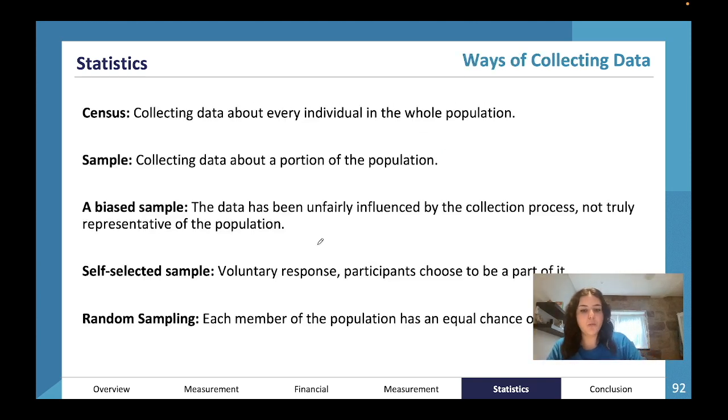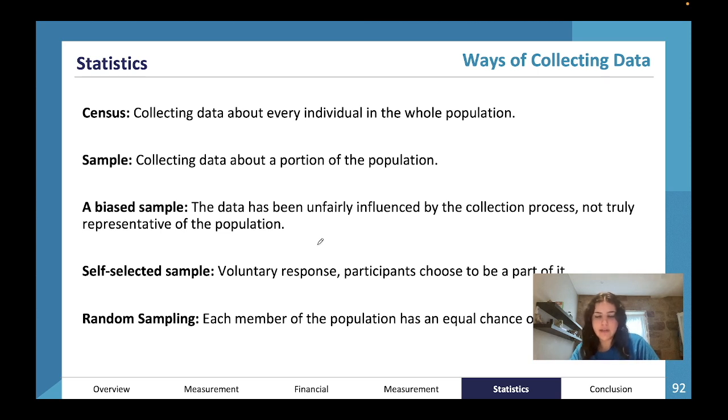Okay, here are some ways that we collect data. Number 1, census. This is about collecting data about every individual in the whole population. So we have an Australian census that runs every 4 years from memory. And this is something that they might mention in questions sometimes. Sample is about collecting data about a portion of the population. So you might just want to collect a sample from year 12 students.